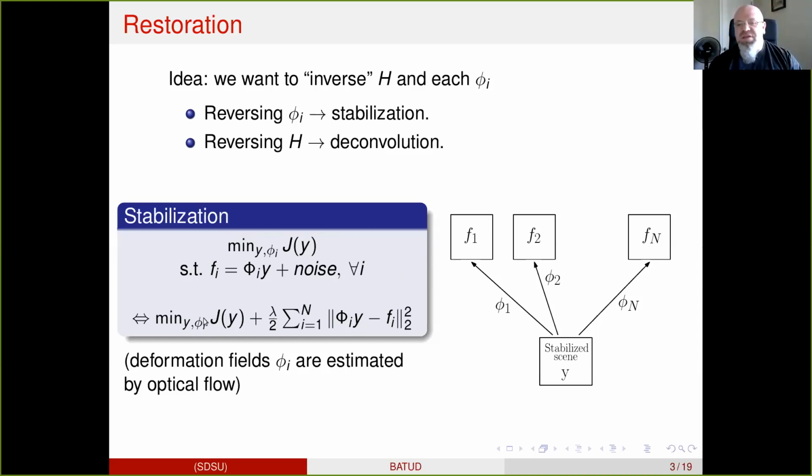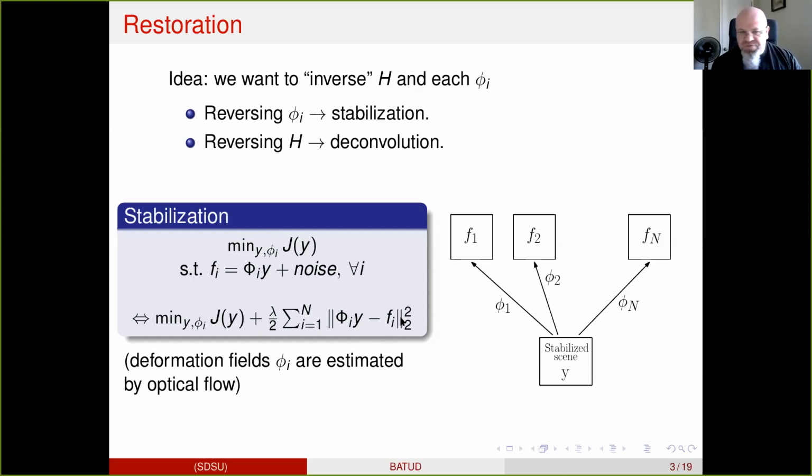So that's the idea. The way we do that, as I just mentioned, is to write it as an inverse problem. We have some regularization term, J of y, and we want to minimize that regularization term with respect to y and the different phi's, under the constraint that f_i is equal to phi_i applied to y, plus possibly some noise. This type of problem can be recast in this form.